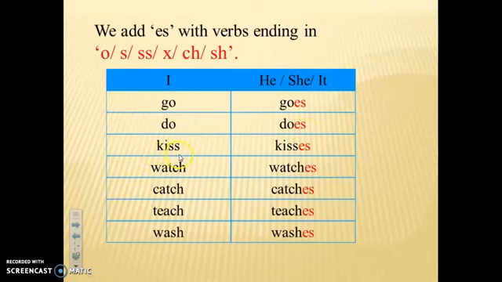Look at this word. Kiss. The ending is ss, double s. So we need to add es. The same with watch, catch, and teach. They have ending ch sound, ch. So we need to add es for them. And the same if the verb ends with sh. Just like wash, we need to add es. So remember, if the verb ends with o, s, double s, x, ch, or sh, we need to add es.